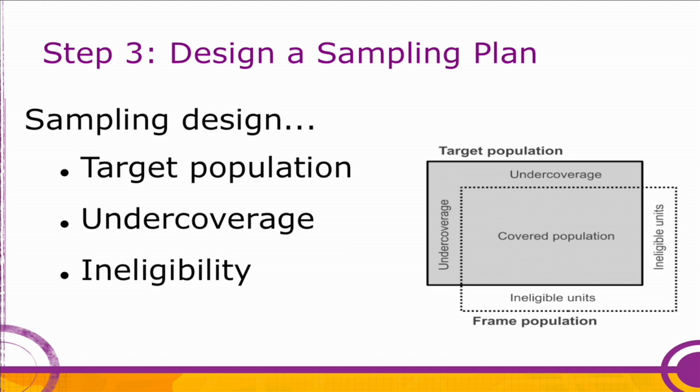Undercoverage refers to people who may have arrived at the clinic and been vaccinated, but for one reason or another are not included on the list that you're working with. Ineligibility would refer to just the opposite, individuals who are on your list, but for one reason or another did not come to the vaccine clinic or were not vaccinated, and thus they're not of interest to you because they don't fit your target population.